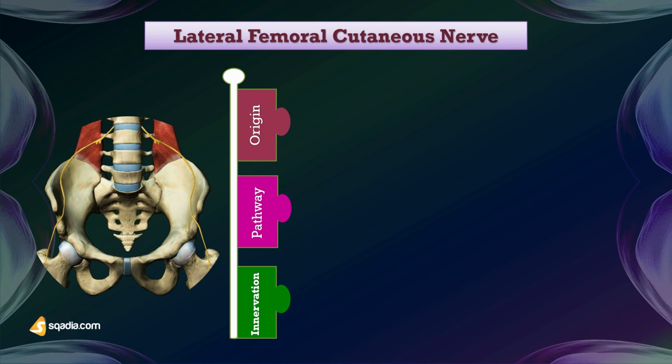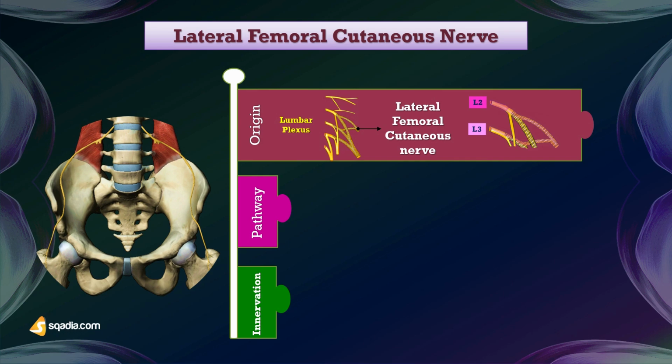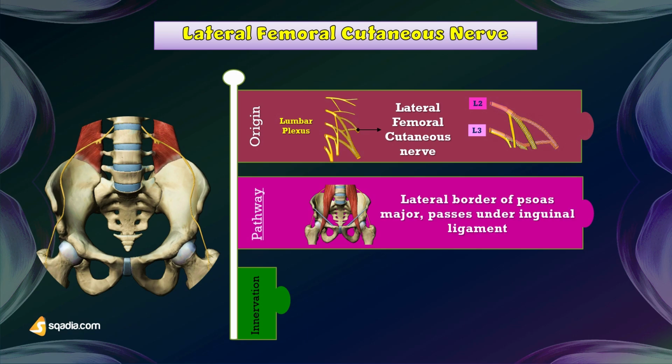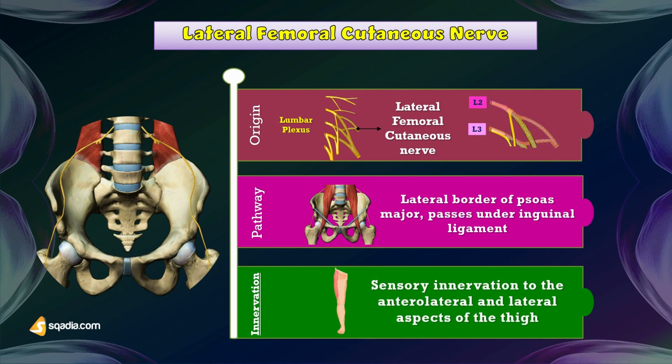The lateral femoral cutaneous nerve originates from the lumbar plexus, specifically from the second and third lumbar nerves, L2, L3, as you can see here. As for its pathway, the nerve emerges from the lateral border of the psoas major muscle, passes beneath the inguinal ligament, and then enters the thigh. Along its path, the lateral femoral cutaneous nerve branches into an anterior and posterior division, providing sensory innervation to the anterolateral and lateral aspects of the thigh.